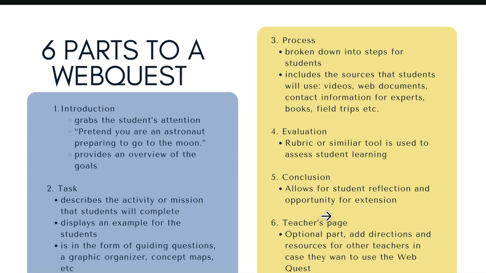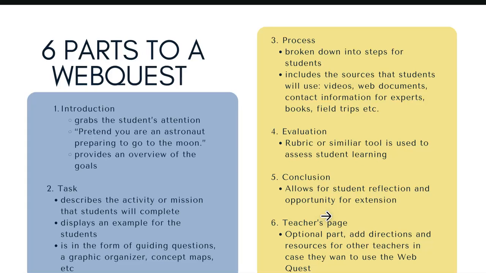The third step is a process. So these are all the steps that you write down for the students. And then all of the sources that the students will use. So again, it could be videos online, it could be a web document, it could be contact information, like maybe they have to email someone to get some information from them. Again, it could be books. So this is where I saw that it could be an online book, but it could be resources outside of the internet as well, a field trip, etc., or maybe a virtual field trip.